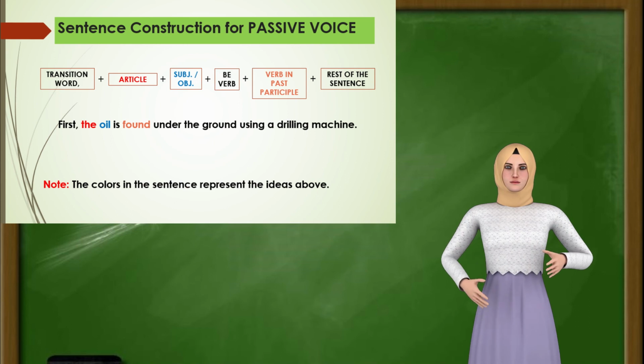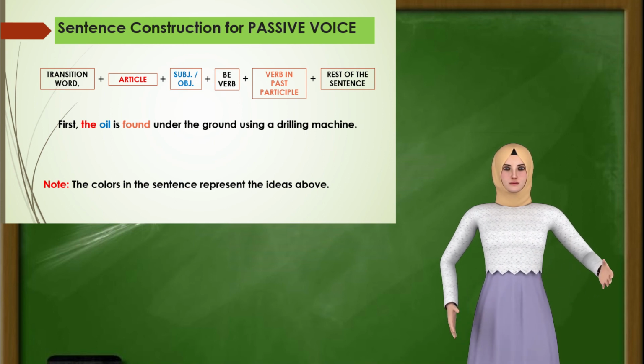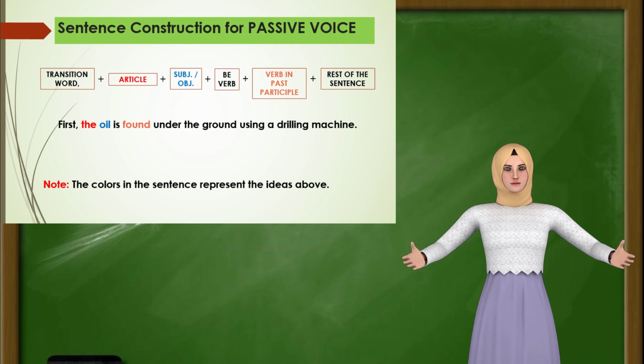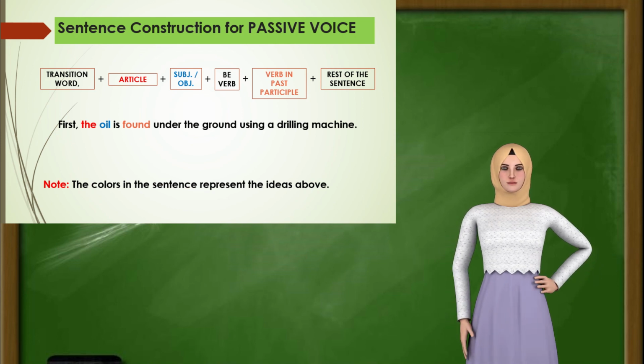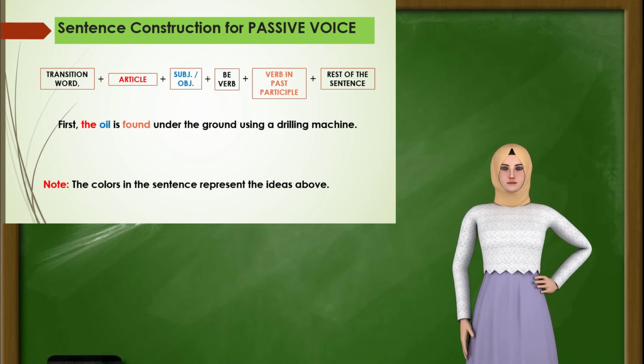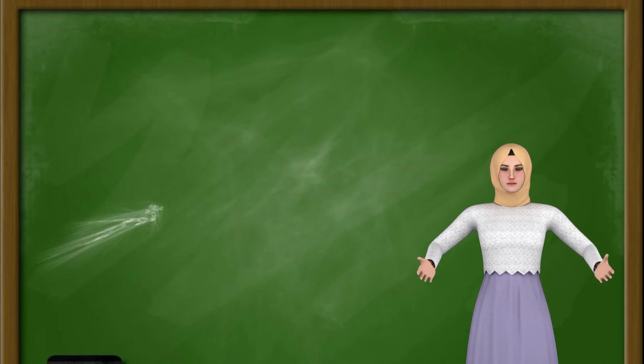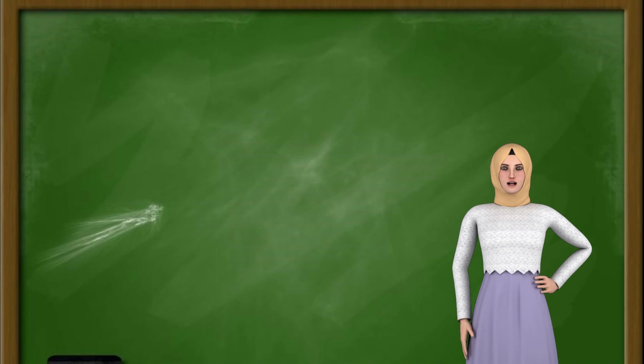Based on the ideas given from the things to remember in the flowchart, the summary of the parts for the passive voice is: transition word plus article plus subject plus linking verb plus verb in the past participle plus the rest of the sentence. In case the ideas in the box from the flowchart consist of compound ideas, then a compound passive voice sentence must be created.